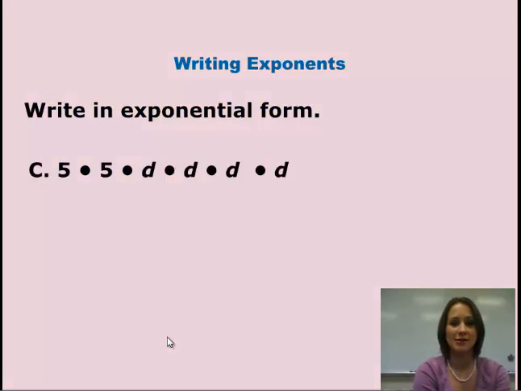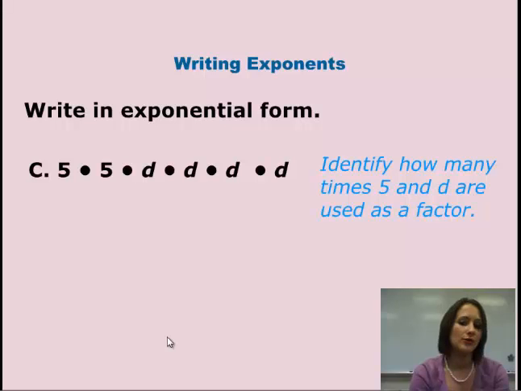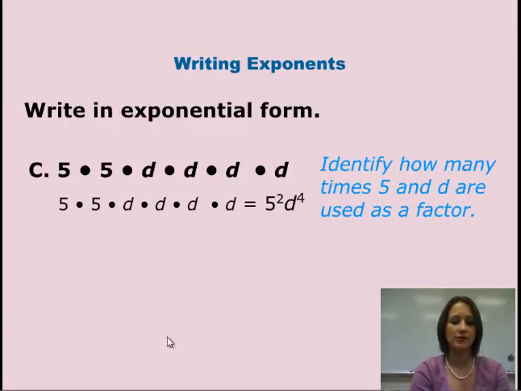I want you to try to write this in exponential form. I have 2 different bases, so I just want you to give it an effort. So hit pause and try it. You need to identify how many times 5 and D are used as a factor. 5 is used as a factor twice, and D is used as a factor 4 times. So we would write this as 5 to the 2nd power times D to the 4th power.